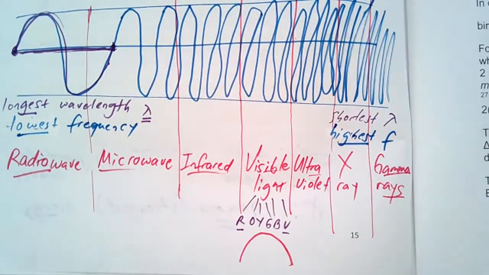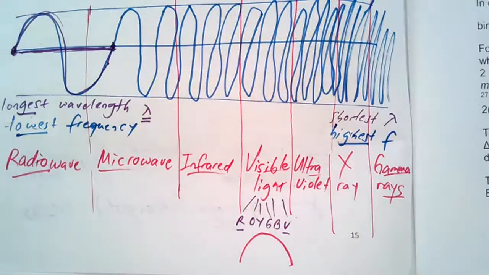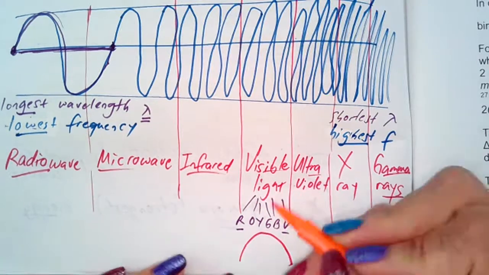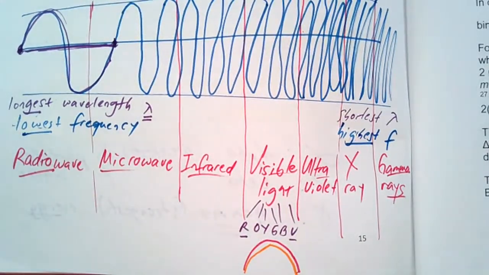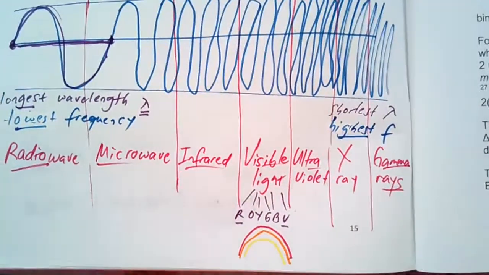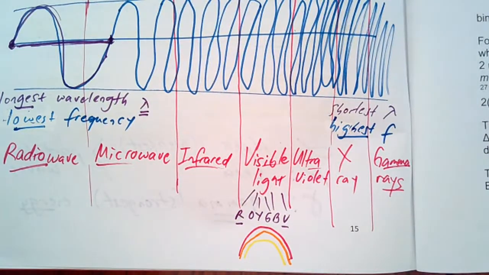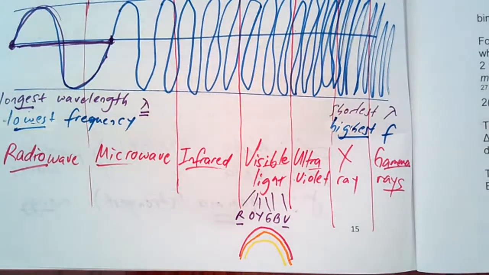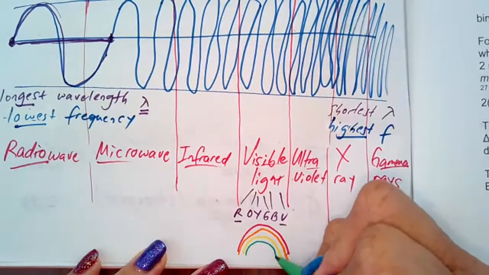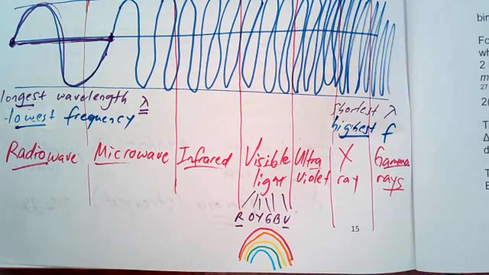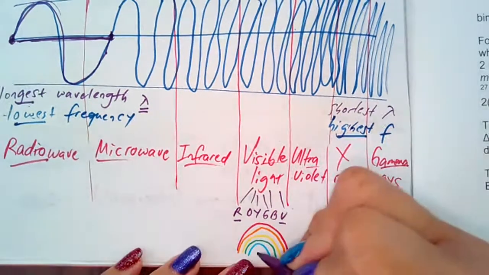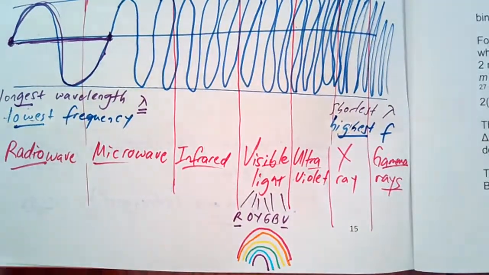So here is red. See if I can find the colors here. So red, orange, yellow, green. There's my green, blue, and violet. So why is the color of the rainbow always red at the top?